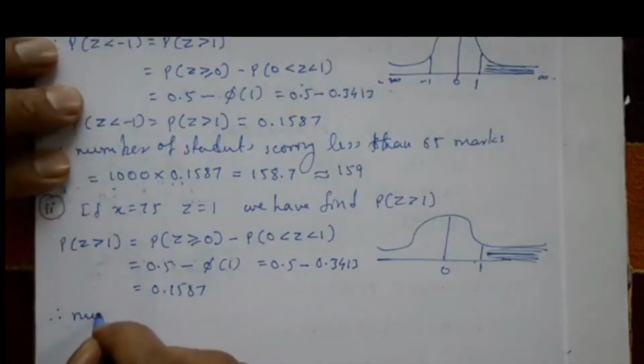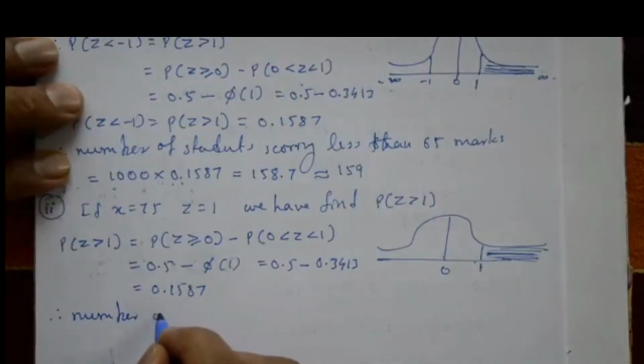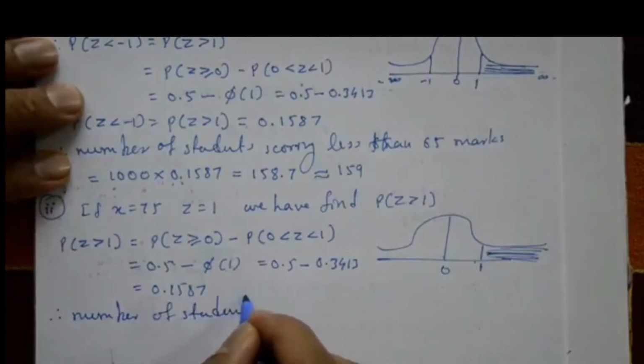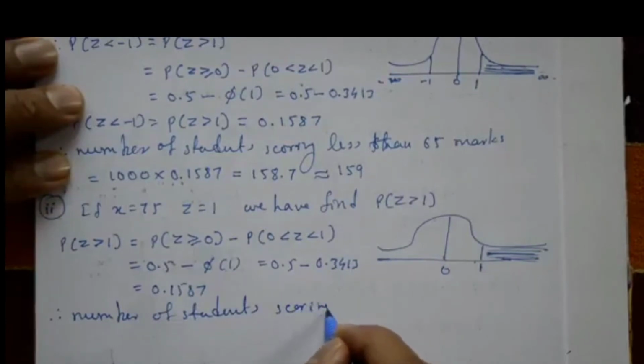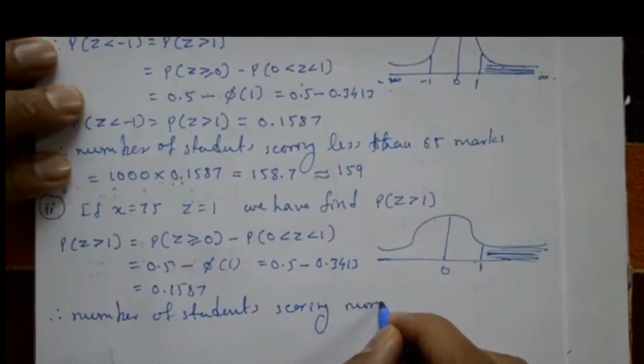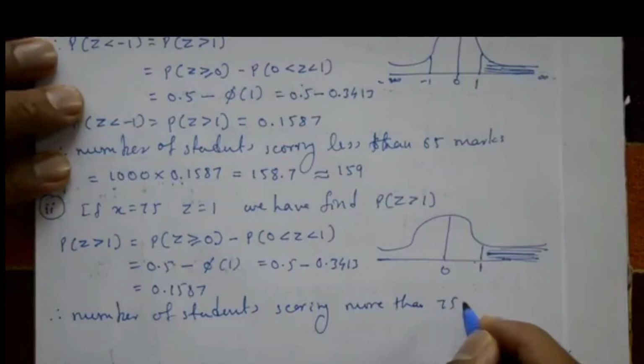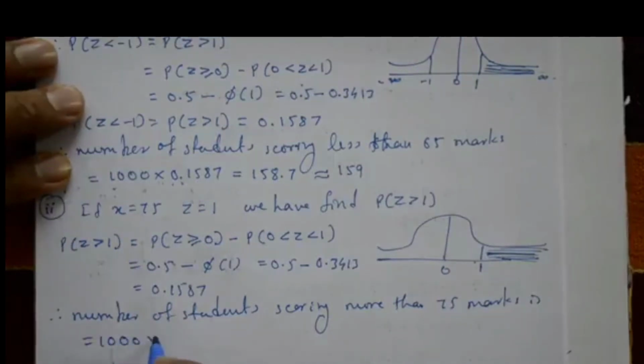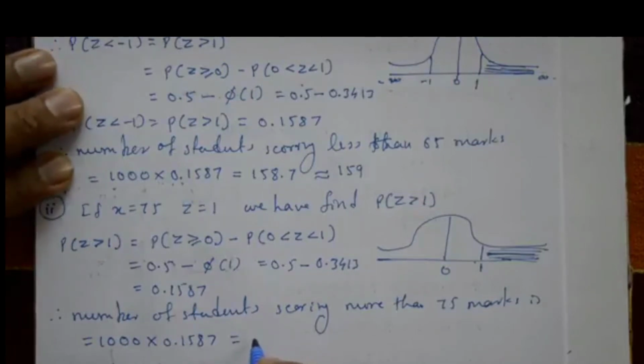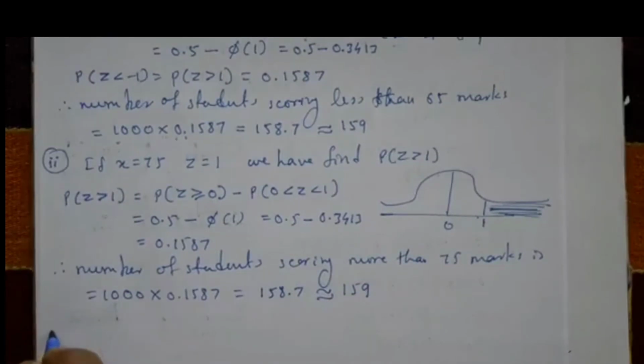Now, therefore, the number of students scoring more than 75 marks is 1000 students times 0.1587, and this is equal to 158.7, approximately 159 students, the same answer.